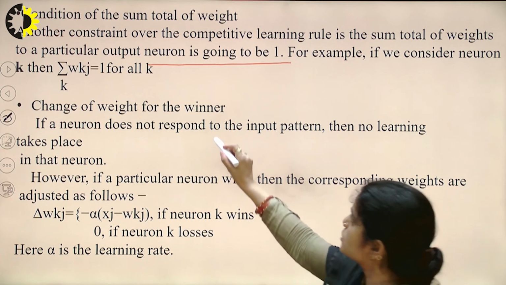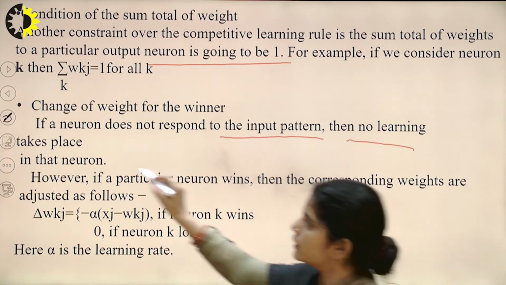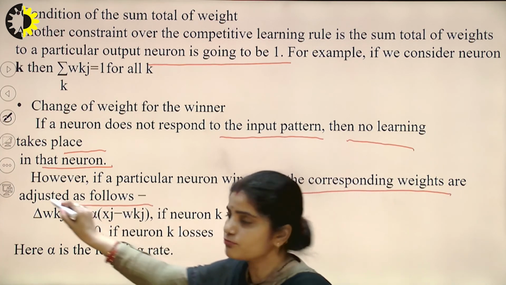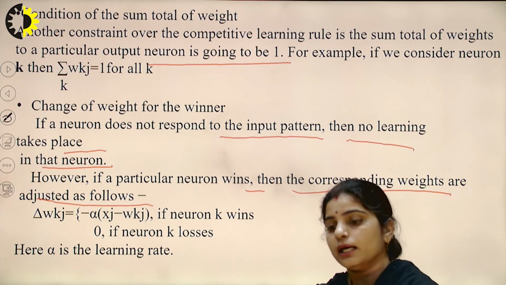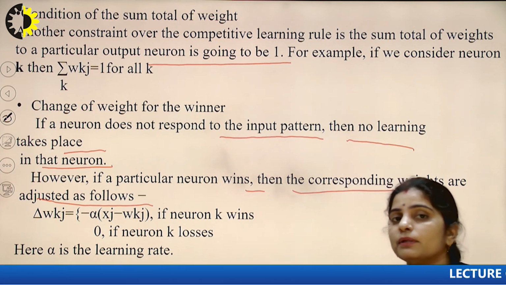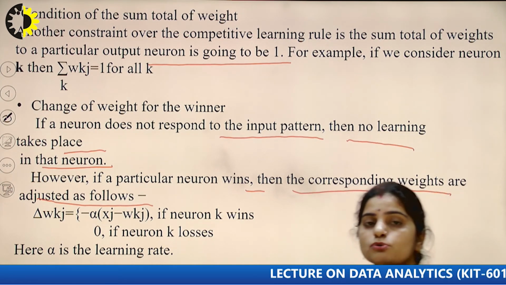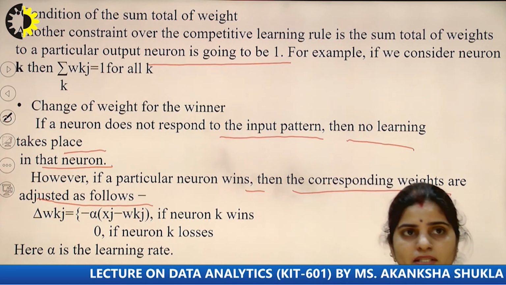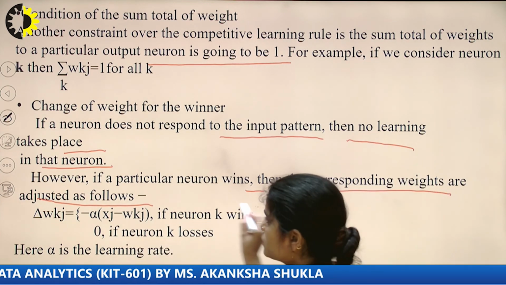Next is change of weight for the winner. If a particular neuron does not correspond to the input pattern, then no learning takes place in that neuron. A neuron is declared a winner only when its activation function is the highest for that particular neuron, corresponding to the input pattern. But if a particular neuron wins, then the corresponding weights are adjusted by the following rule.